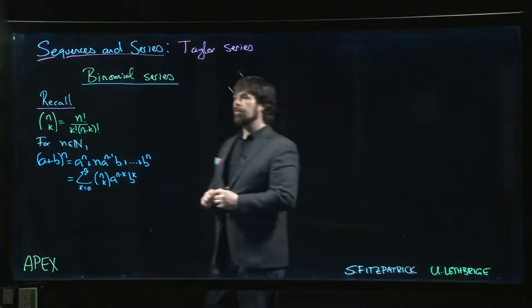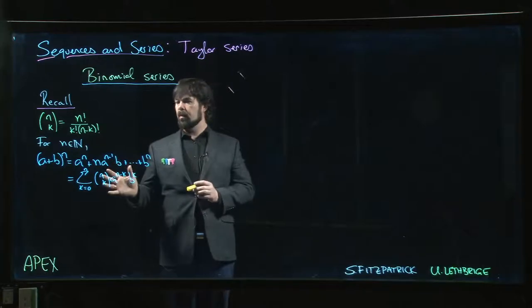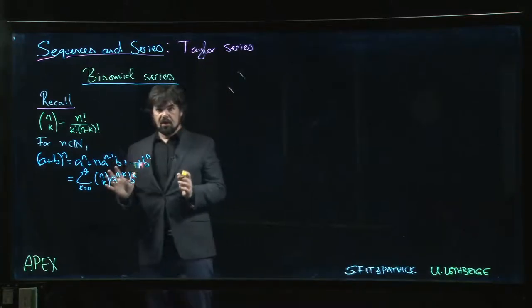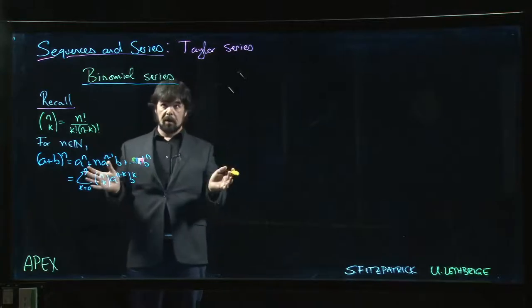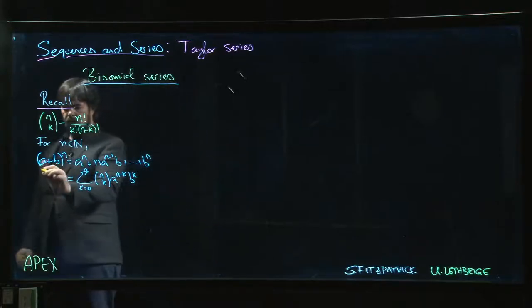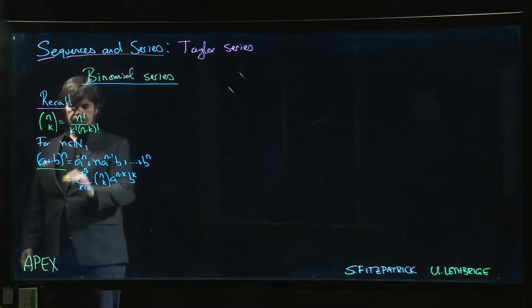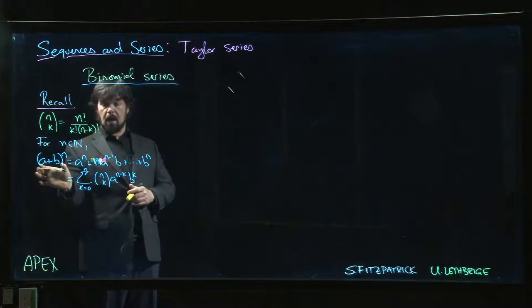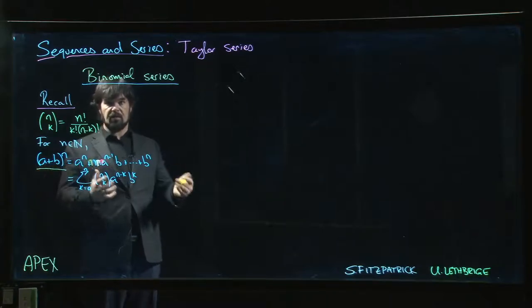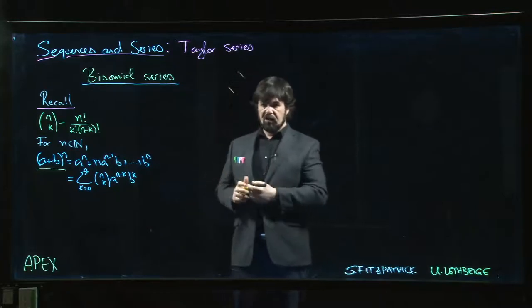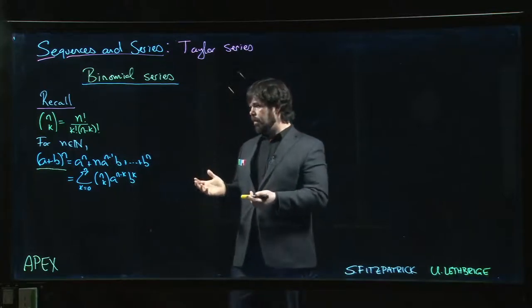Okay, so the next example that we want to look at is the binomial series. The binomial series is something that you've probably encountered. Well, not the binomial series, but the binomial formula. The binomial formula is this result for expanding powers of binomials, positive integer powers of binomials. So this is something that you've certainly seen before, you've probably made use of.